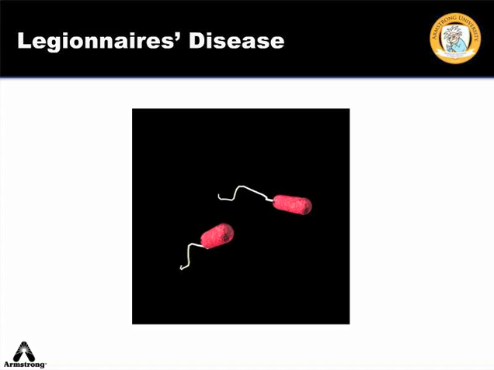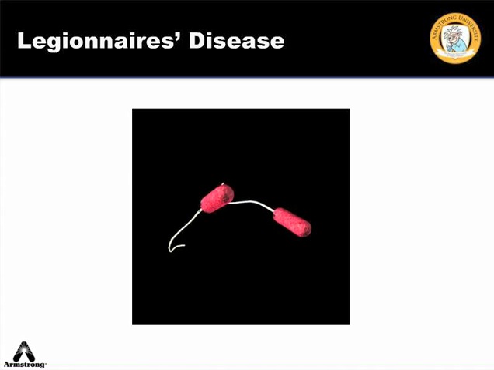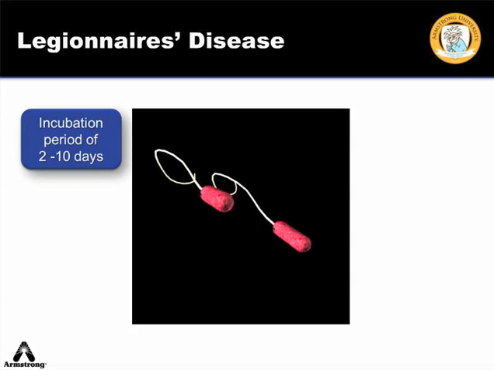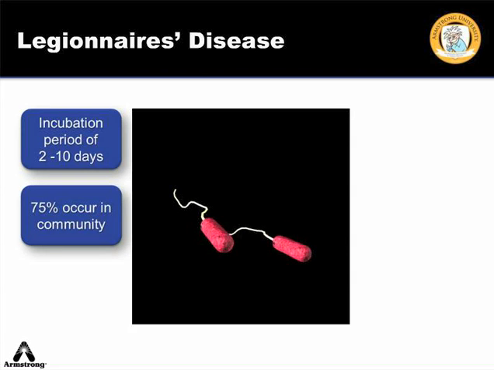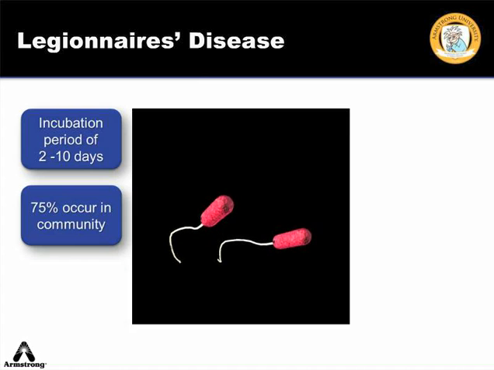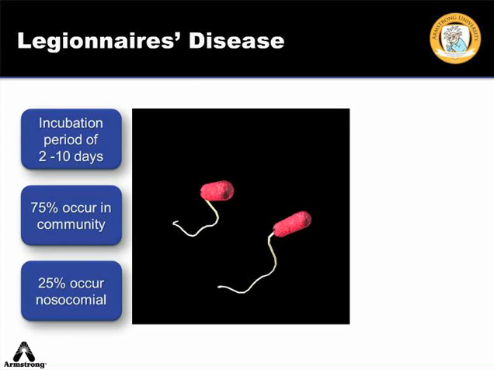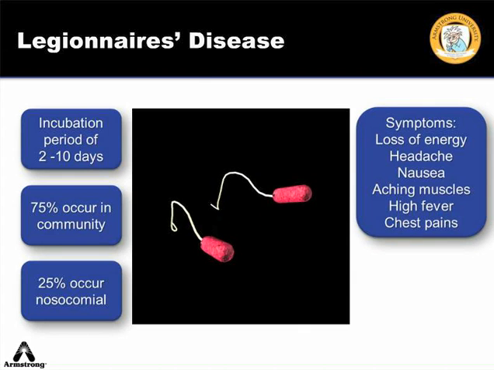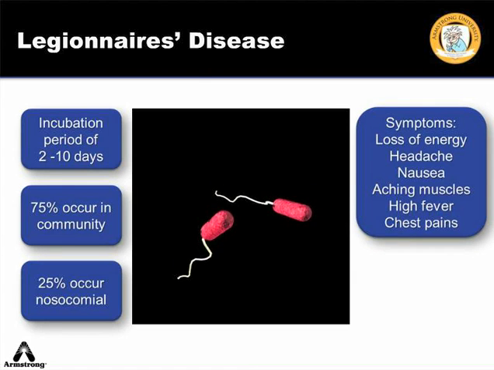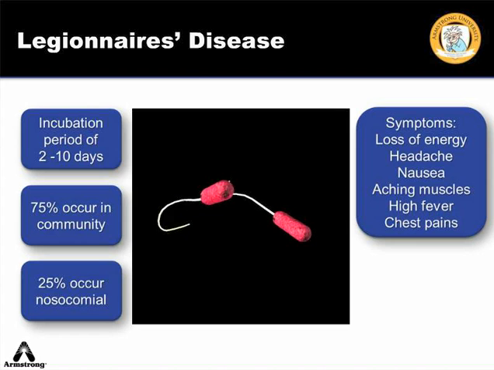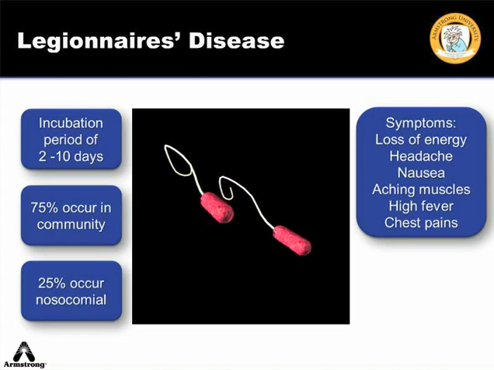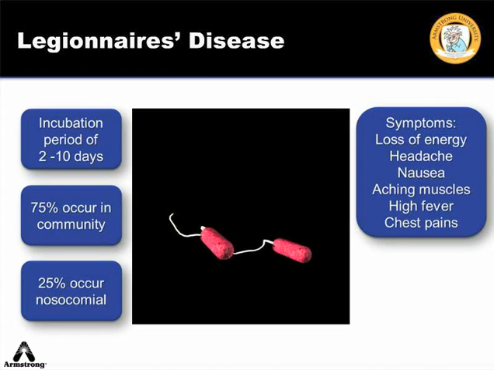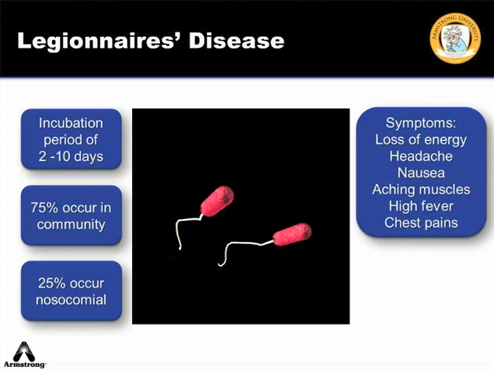Here are some recent statistics about Legionnaires' disease. The incubation period is 2 to 10 days. 75% of the cases occur in the community, out and about, 25% nosocomial, exposure within a hospital. Initial symptoms are nonspecific: loss of energy, headache, nausea, aching muscles, high fever, and chest pains. Legionnaires' disease can have symptoms like many other forms of pneumonia, so it can be hard to diagnose.